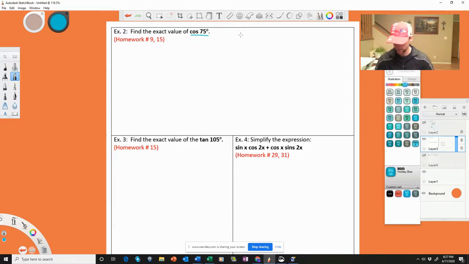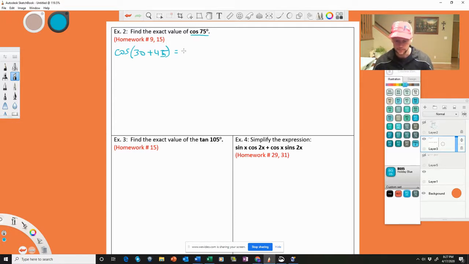Here's what you should have done. You should have said to yourself, I think the cosine of 75, ooh, that's too big, could be rewritten as the cosine of 30 plus 45. And because it's a cosine, I'm going to have to use a cosine formula. So using a cosine formula, it's going to look like this.